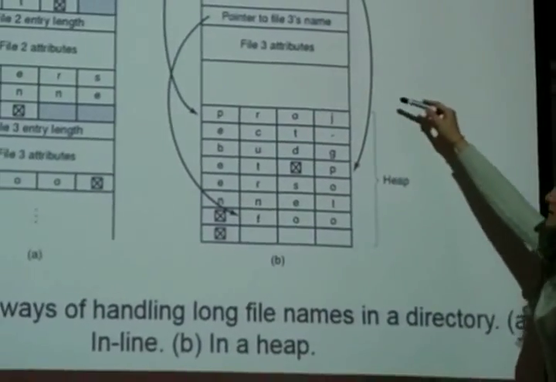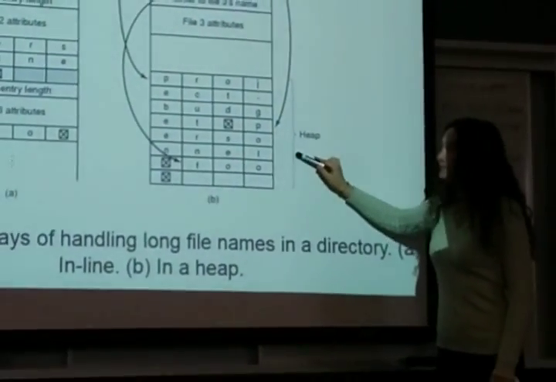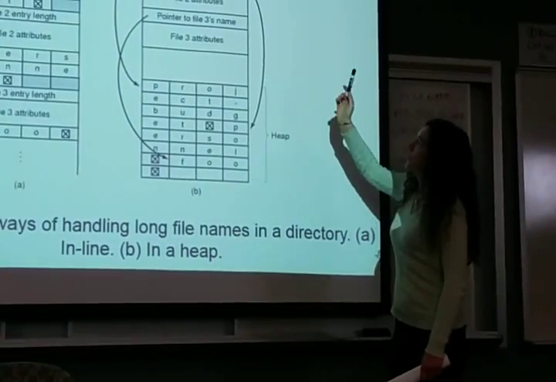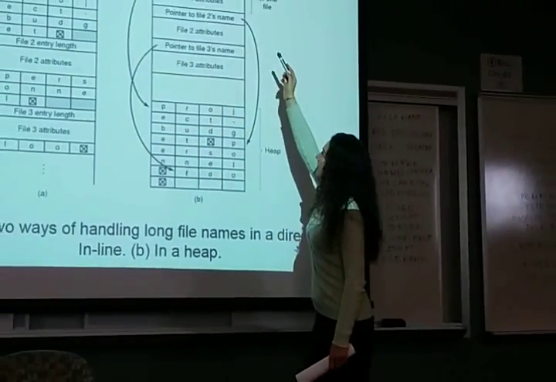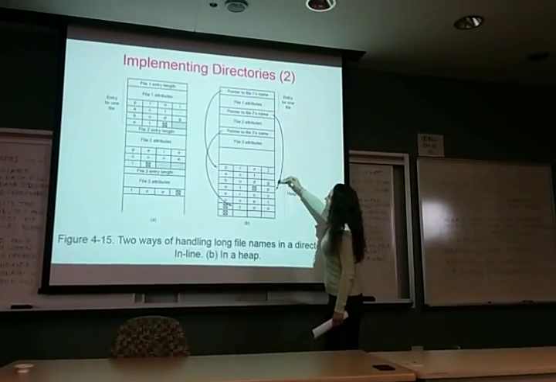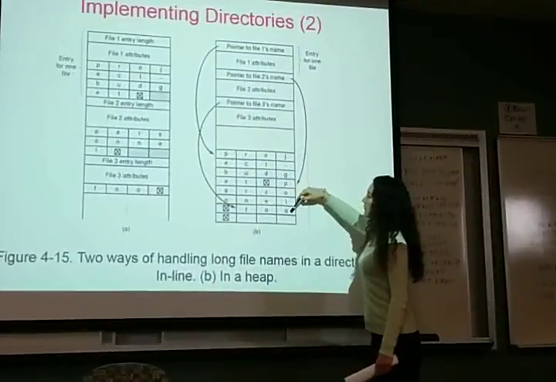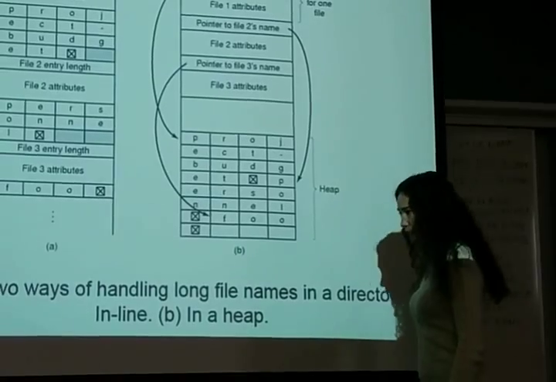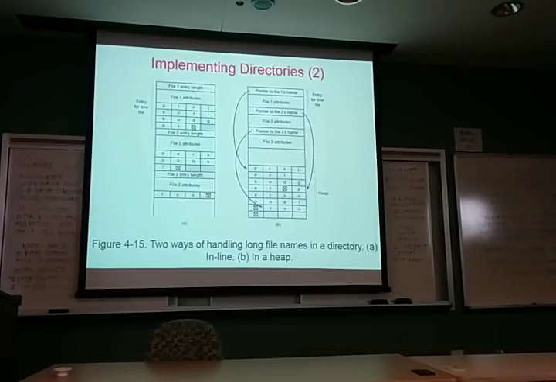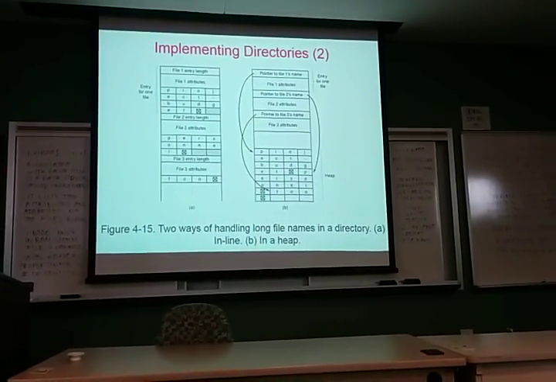Or we could dynamically store the file name sizes on a heap. So we have a pointer to the first file name, and then the attributes follow, then the second pointer to the second file name, the attributes of that file, pointer to the third file name, which is foo, and it ends here. This is if we want to have variable size names without wasting space.